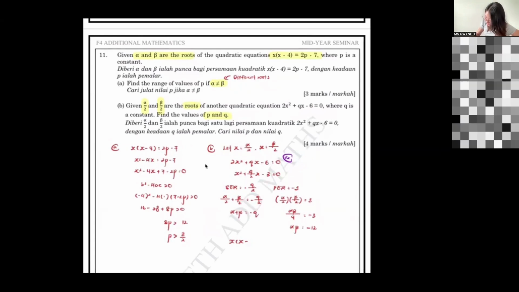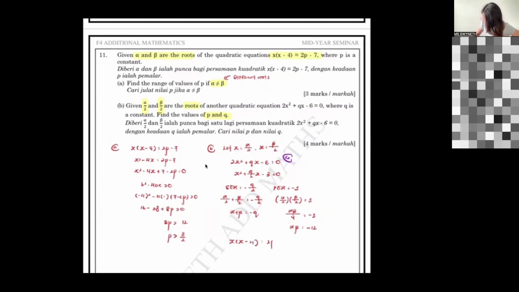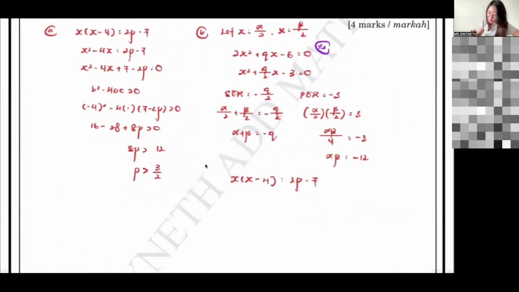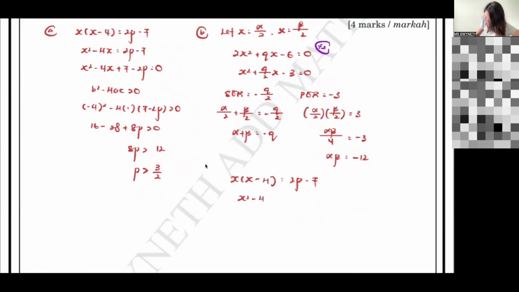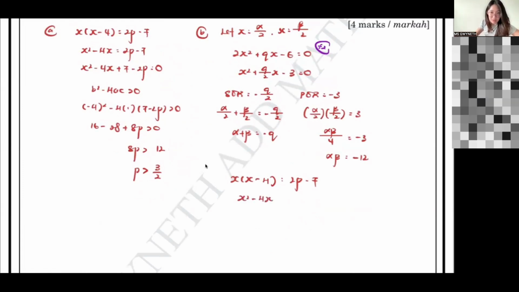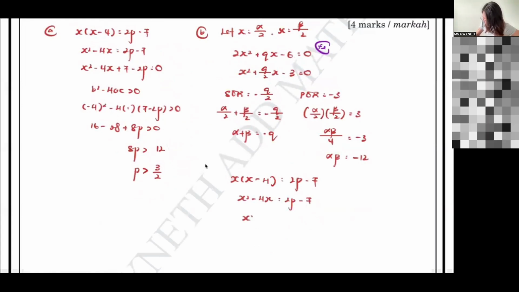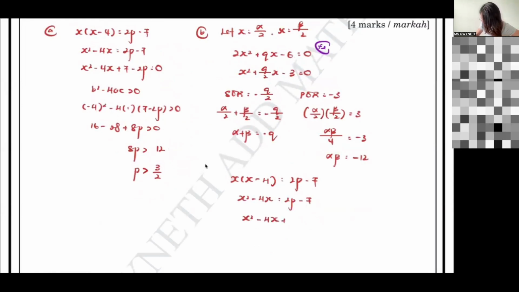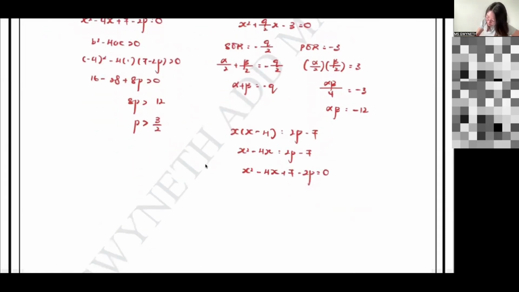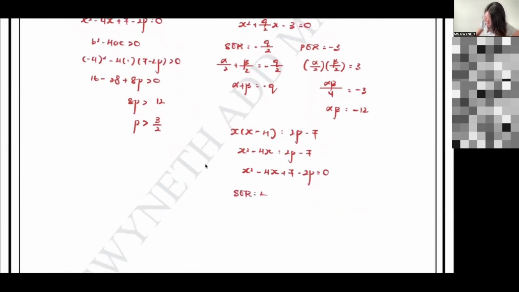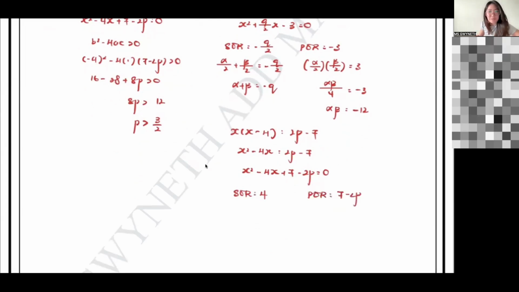Okay, so x times x minus 4 equals to 2p minus 7. From here, you do your SOR and POR. If you're talking comparison about the SOR over here and POR over here, then correct. Okay, then change back to general form: x squared minus 4x plus 7 minus 2p equal to 0. Then from here, your SOR is positive 4. POR is 7 minus 2p.